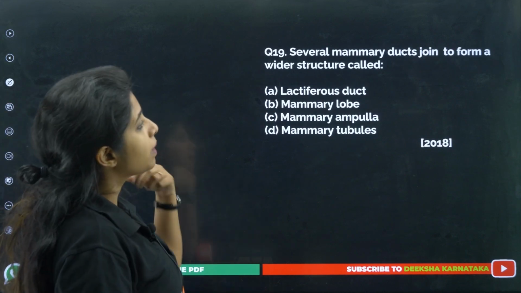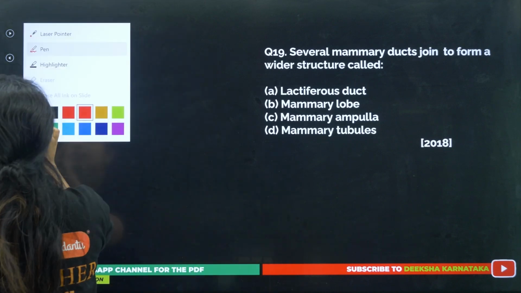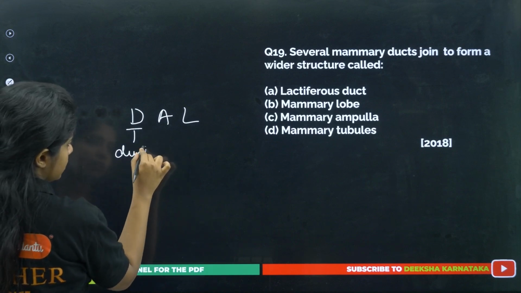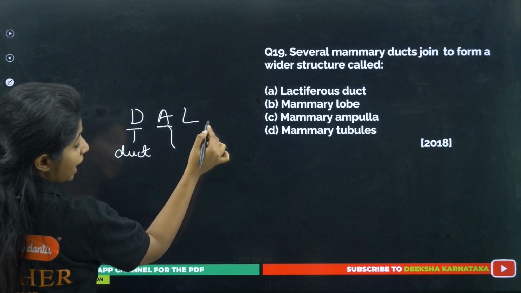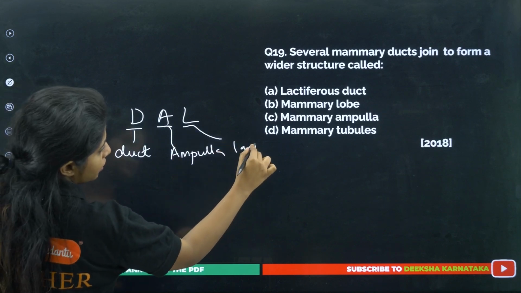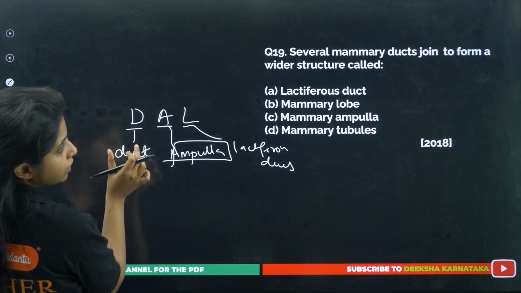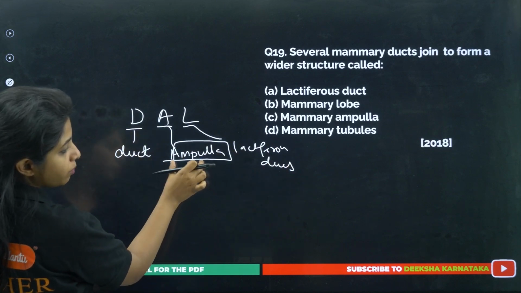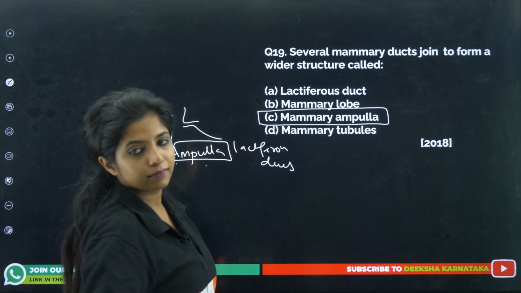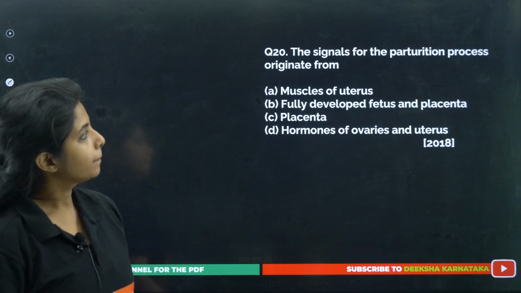Next question. Several mammary ducts join to form a wider structure called what? So ducts, it should end with L. So ampulla, and this L is lactiferous ducts. So your answer should be, here the question is the several ducts open to form a wider structure which will be known as ampulla. So this becomes the answer. 2018 question again.